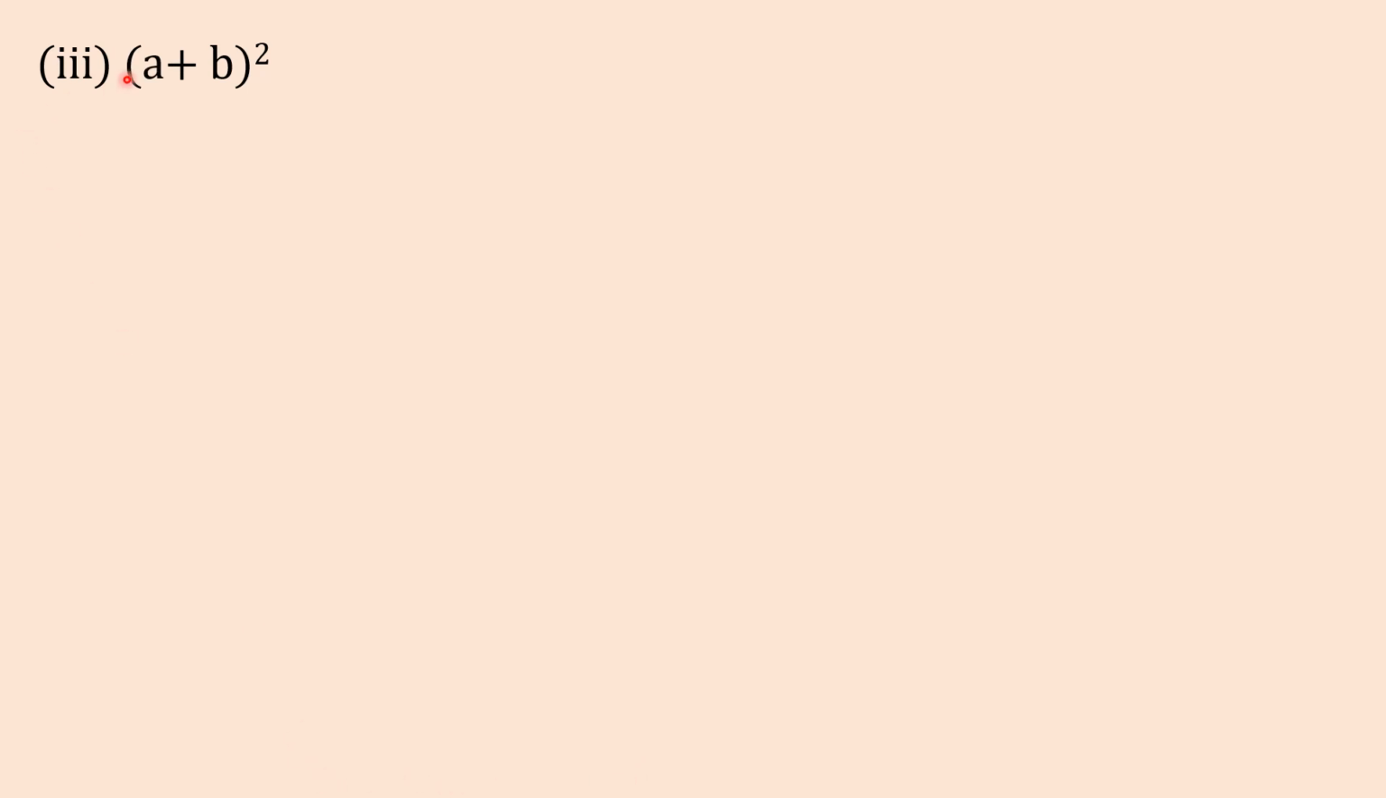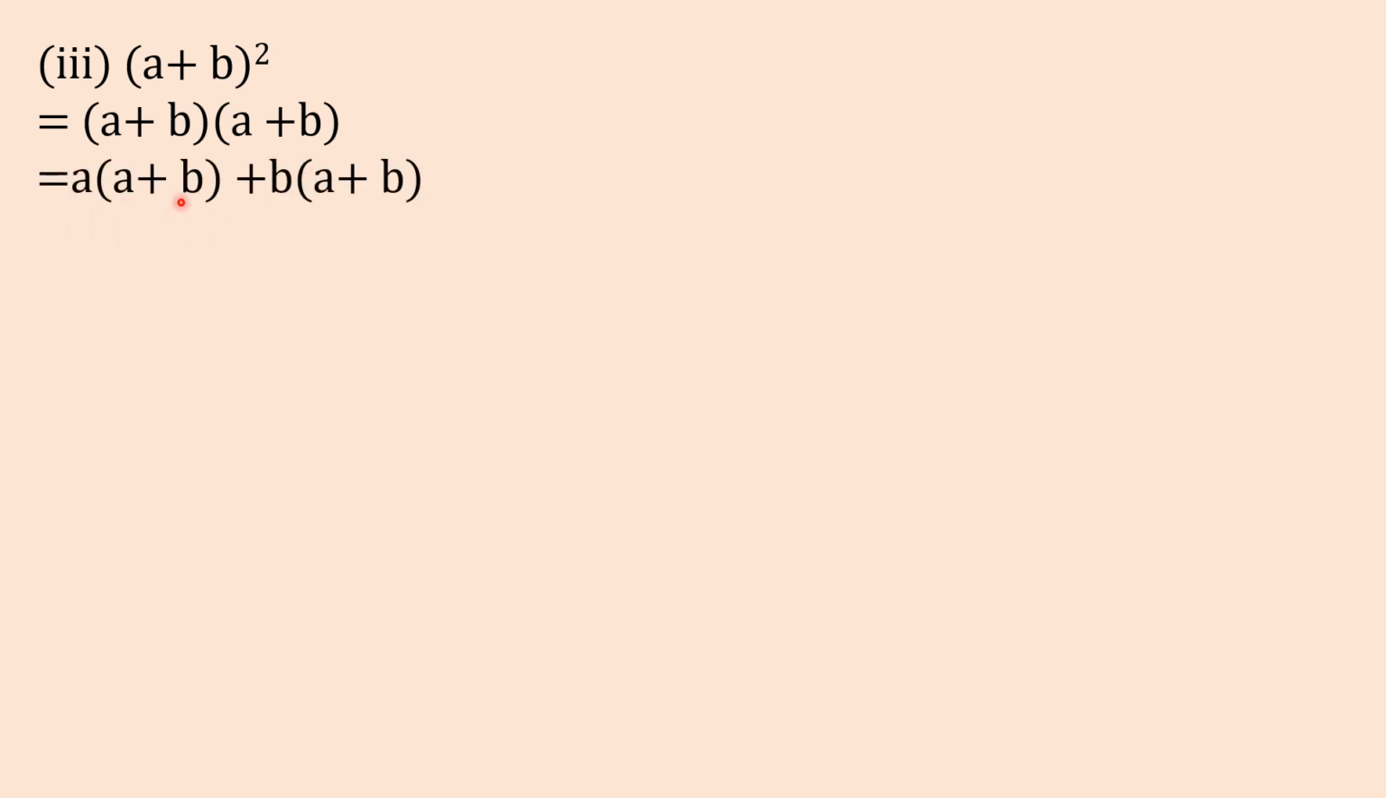Now third one, students, (a plus b) the whole square. You have learnt in your 7th standard the formula (a plus b) the whole square equal to a square plus 2ab plus b square. But we have to expand it. So let's expand. (a plus b) the whole square means (a plus b) into (a plus b). Two brackets means this is whole square. So now I have to multiply these two brackets. Let me split one bracket, that is I'll multiply a with the whole term (a plus b) and plus b with the whole bracket (a plus b). So our next step, a into (a plus b) plus b into (a plus b).